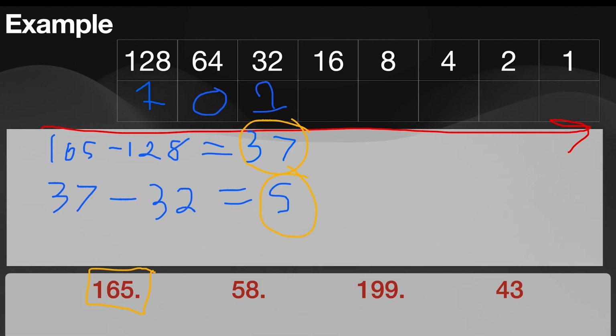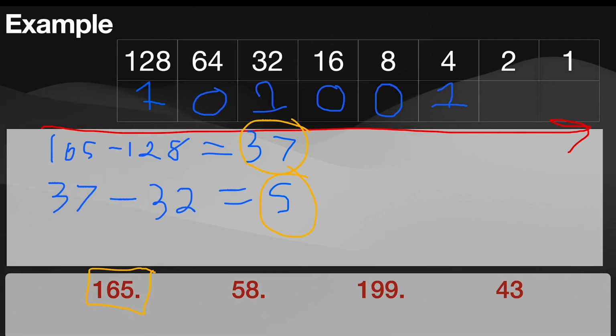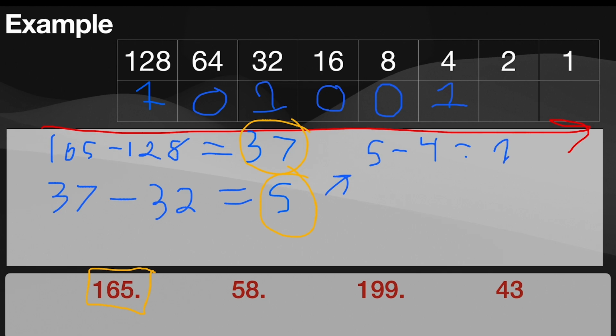Then using our 5, I'm going to go from left to right, and we need to find the first number that is less than or equal to 5. So 16 is not less than or equal to 5, so we're going to put a 0. 8 is not less than or equal to 5, so we'll put a 0. 4 is, however, less than or equal to 5, so that will be a 1. So then we take our 5 and subtract 4 from that, and that's going to give us 1.